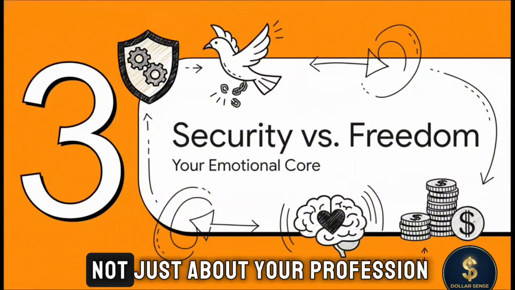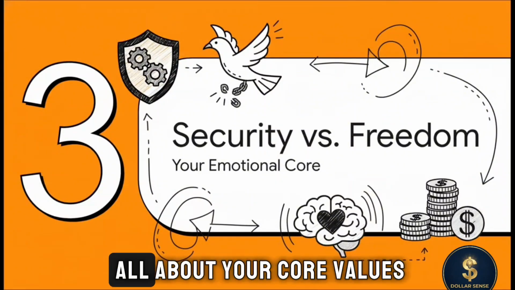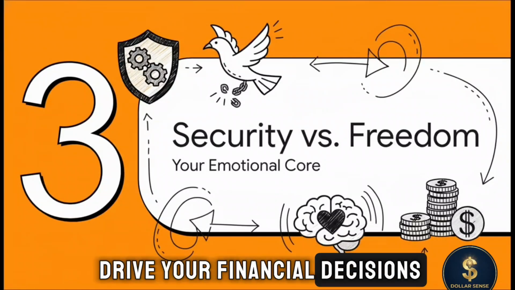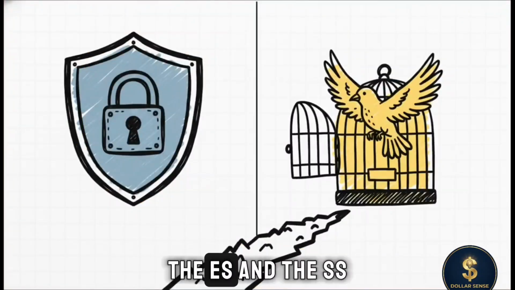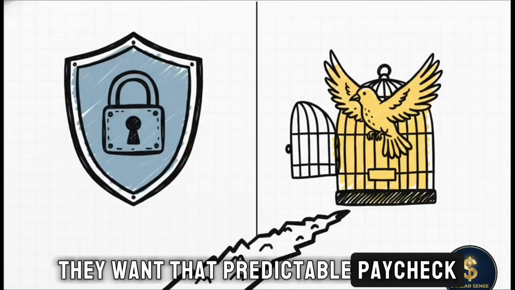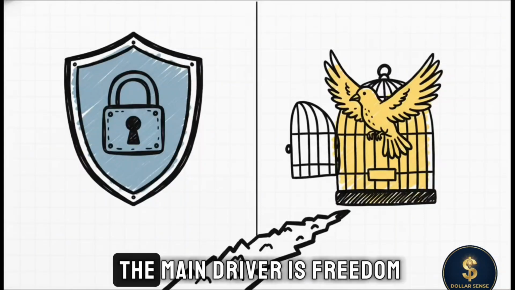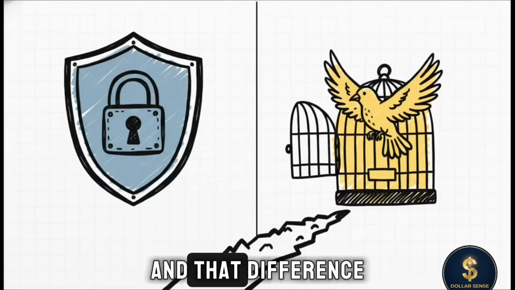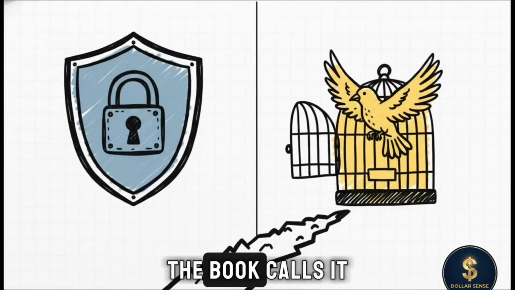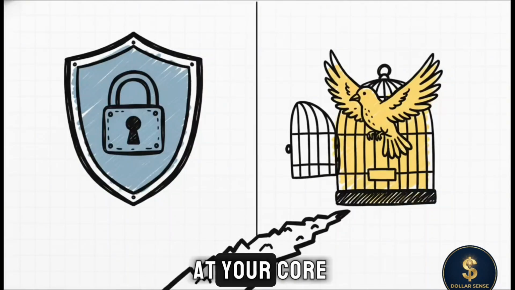Well, it turns out it's not just about your profession. It goes way deeper than that. Kiyosaki argues that it's all about your core values, the emotions that really drive your financial decisions. See, for folks on the left side, the E's and the S's, the biggest emotional driver is security. They want that predictable paycheck, the benefits, the safety net. But for people on the right side, the B's and I's, the main driver is freedom. And that difference, that's why moving from one side to the other isn't just changing jobs. The book calls it a life-changing experience, because you have to change who you are at your core.